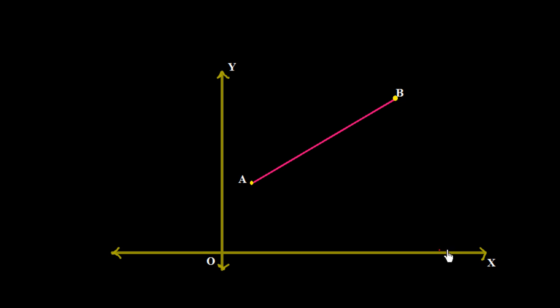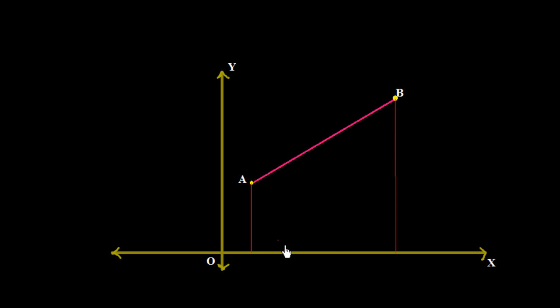This is our x-axis and this is our y-axis, and this is our origin. First I will draw one perpendicular from point A on the x-axis. This is our perpendicular. Another perpendicular I am drawing from point B on the x-axis. Look, this is our other perpendicular. So these two perpendiculars I have drawn.